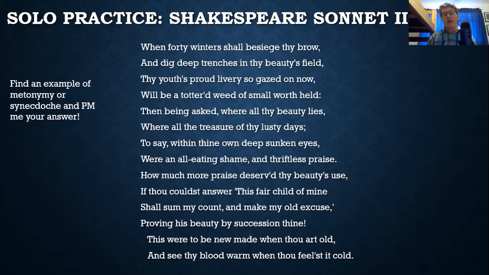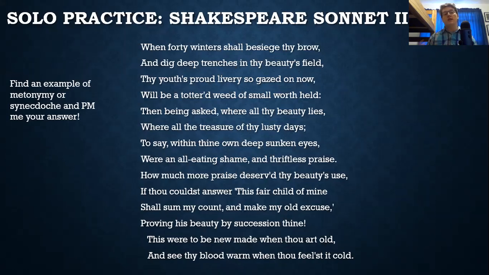And the metonymy I found is a synecdoche right in the last couplet. It's this: "were to be new made when thou art old, and see thy blood warm when thou feel'st it cold." Okay, so the blood here is the synecdoche, right? Because the blood is referring to the object of affection in the sonnet, the youth we're talking about. His blood in this case is his offspring that Shakespeare is proposing he have in order to maintain his youth in a figurative way. So, "and see thy blood warm," the blood, his child, his younger child, who is still youthful and lively and attractive, "when thou feel'st it cold," he's talking about the current youth's blood. As he gets older, his blood will grow cold.